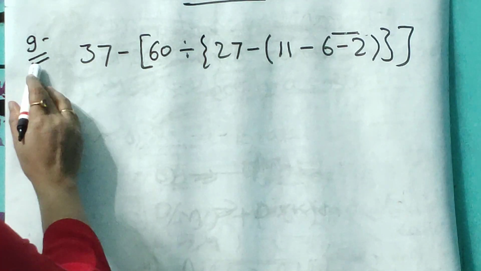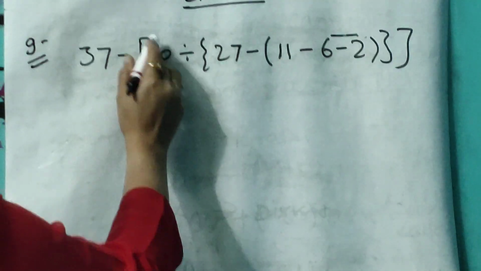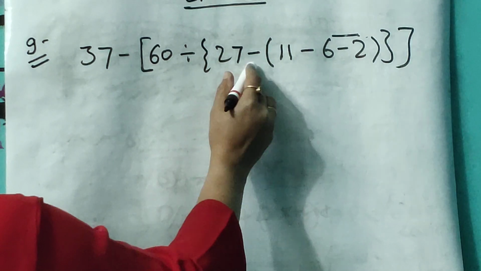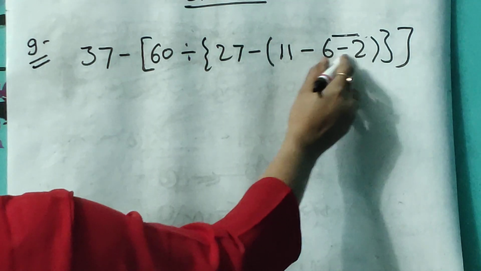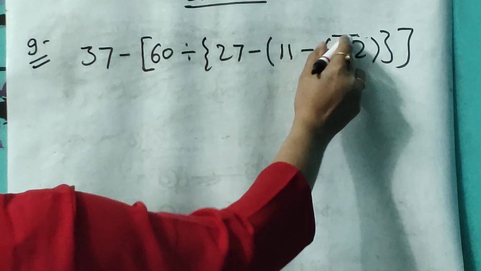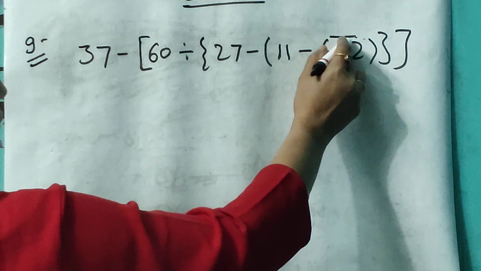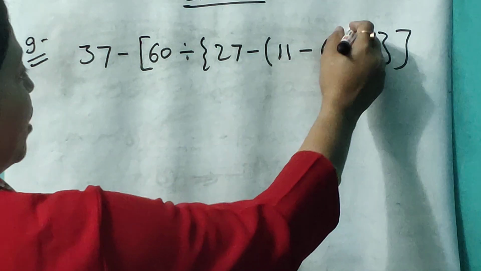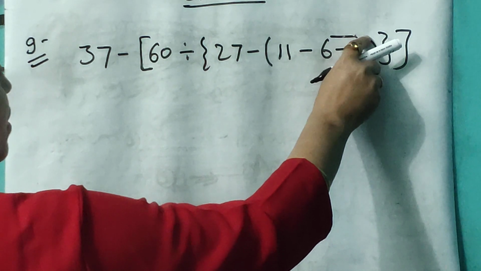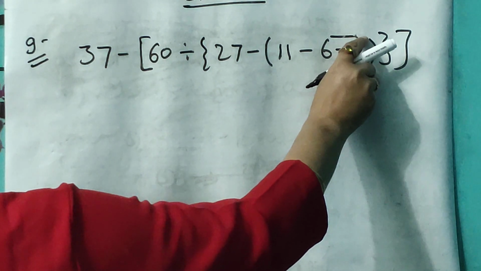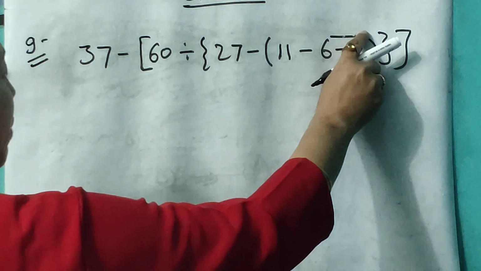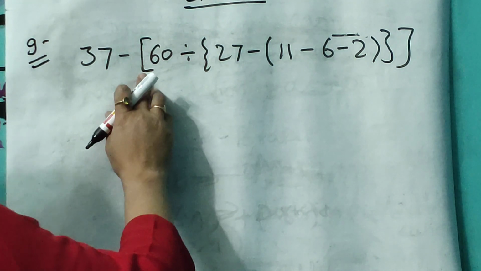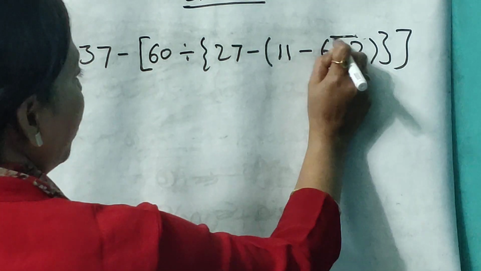Now the next question is question number 9. 37 minus, in the square bracket, 60 divided by, then curly bracket 27 minus, 11 minus 6 minus 2 under this new bracket which I had missed explaining to you. This is known as the bar bracket. When I was explaining the order of removing brackets, I left this one. What is the order to remove the brackets? First we remove this bar bracket, then this small bracket, then this curly bracket, and then this square bracket.